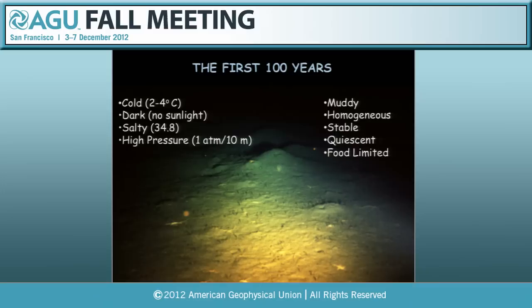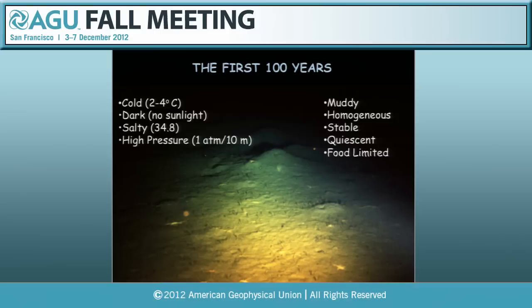So for the next 100 years or so, there were many great national deep sea expeditions. The Challenger expedition was the most important of those. And the picture of the deep sea that emerged was one of a very cold, dark, salty, high-pressure realm. Scientists believed the seafloor was covered with mud, that it was very homogeneous, very stable, quiescent, and that the animals that lived down there were food limited.